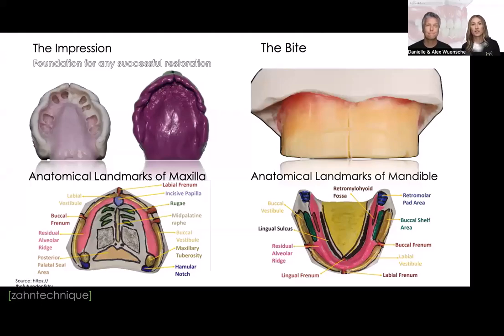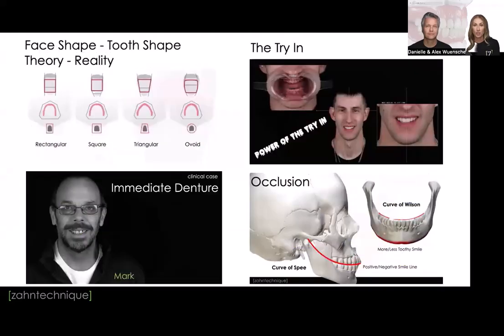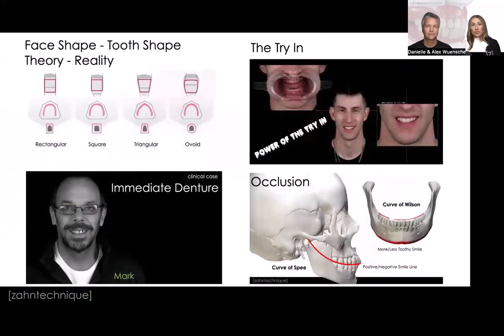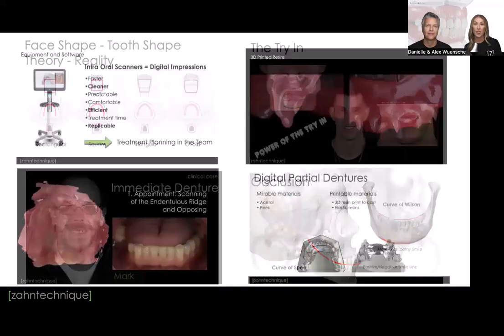We started with the impression and its importance as a great foundation for successful restoration. Then we talked about VDO and establishing VDO and all the anatomical landmarks. In the next module, we talked about face shape and tooth shape in coordination. We also talked about the importance of the trine, as well as the curve of Wilson and the curve of Spee.